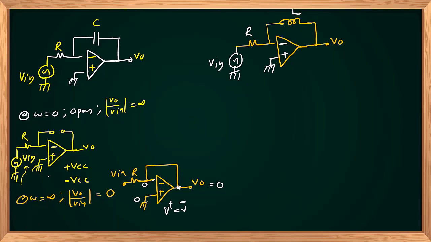Whereas in the earlier circuit, when the capacitor is open, there is no feedback, hence V plus is not equal to V minus. It is an open loop configuration. V plus equal to V minus is not valid.